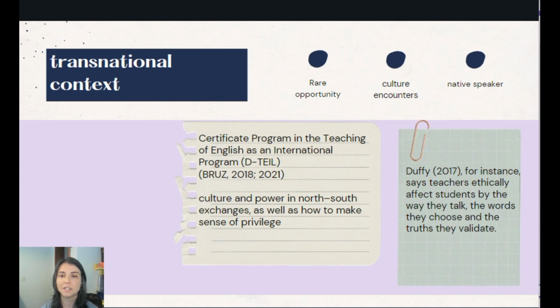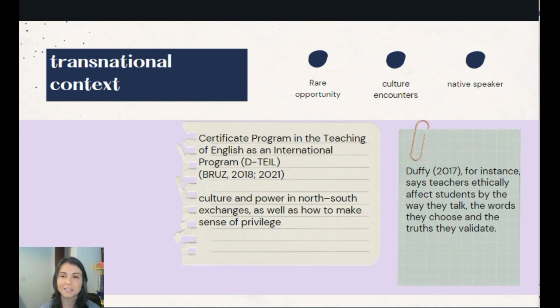It was interesting to notice the native speaker role in that context. Once they arrived there, they were the center of some of the classes. So we could notice that coming from Canada was a privilege. And to complete this idea, we brought here Duffy, for instance, says teachers ethically affect students by the way they talk, the words they choose, and the truths they validate.